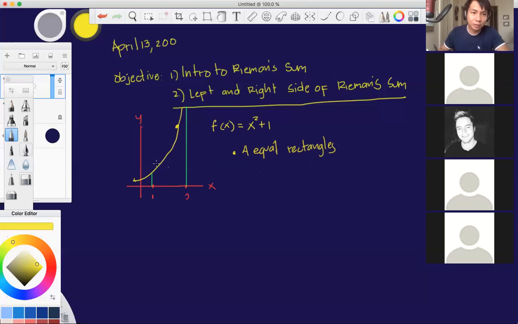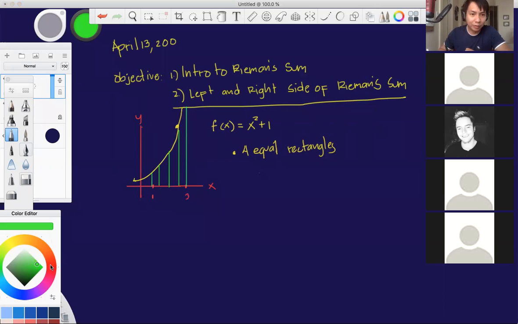Okay, so let me just do a quick approximation here. I think this will be a very, very good approximation of our 4 equal rectangles. You guys good? Yes. Okay, so we were able to divide it into 4 equal rectangles.